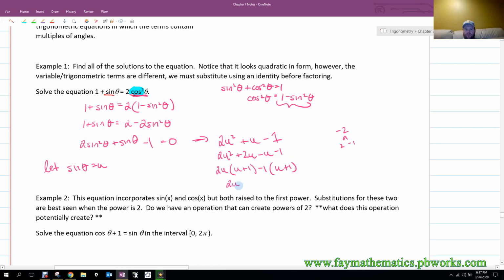So then we've got 2u minus 1 will equal 0, and u plus 1 will equal 0. That's going to lead us to u equals 1/2, and u equals -1. Now you just got to remember what u was. U was sine of theta. So sine of theta is 1/2, and sine of theta is now -1.